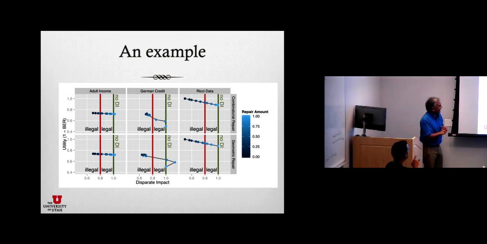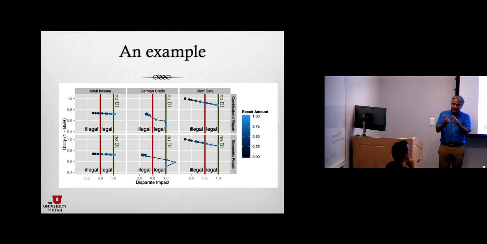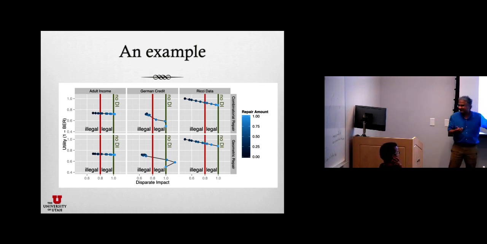Right. Wait, disparate impact isn't less than or equal to 1? Yeah. It should be less. Well, it's an asymmetric ratio, minority to majority group. So if it's more than 1, then you've reverse discriminated in some sense. So you don't want to be more than 1, but you want to be in this range here.